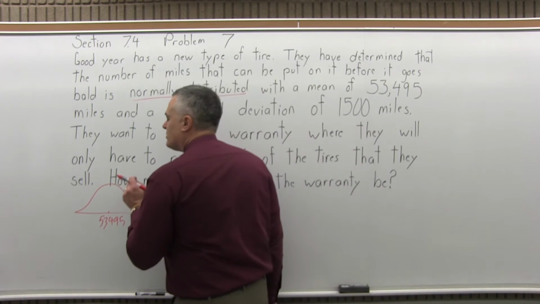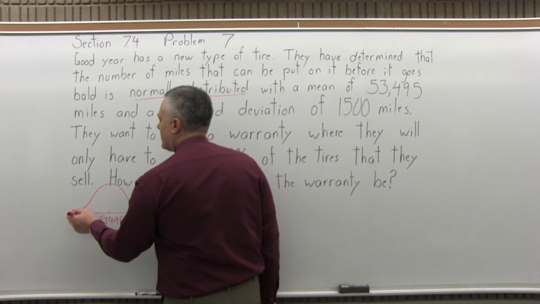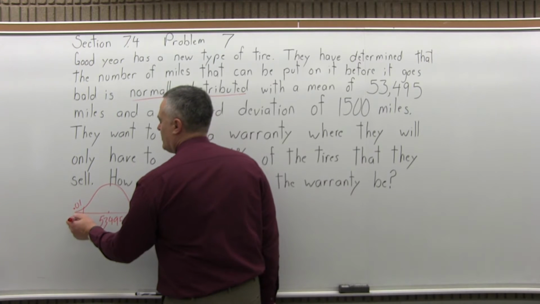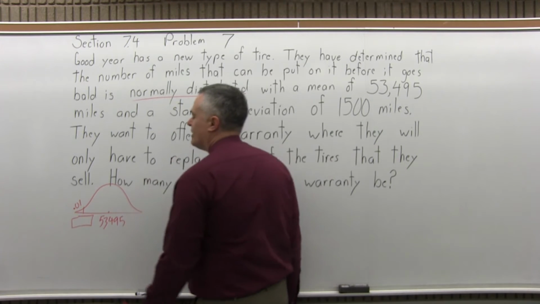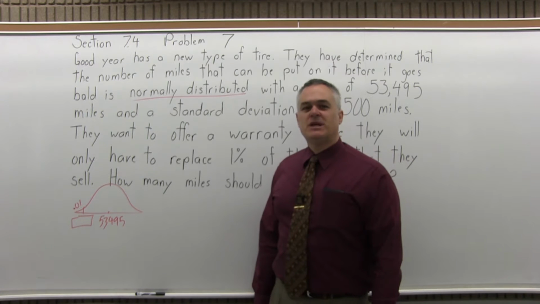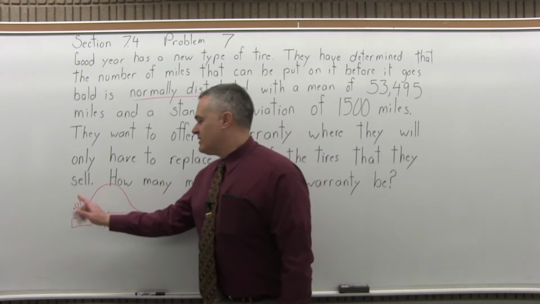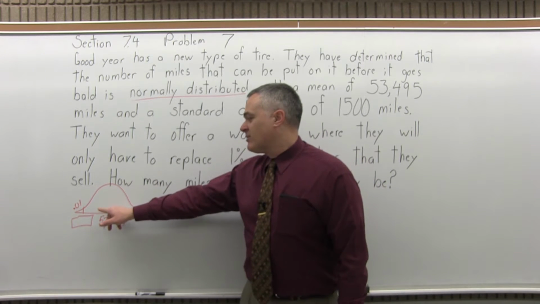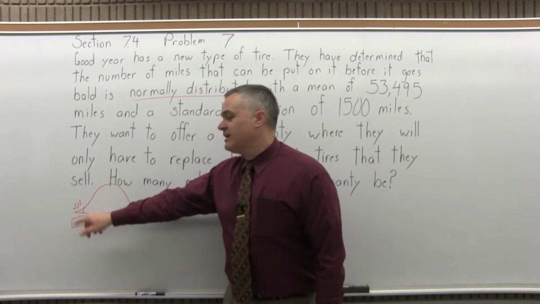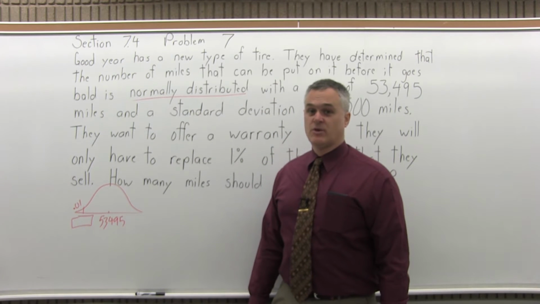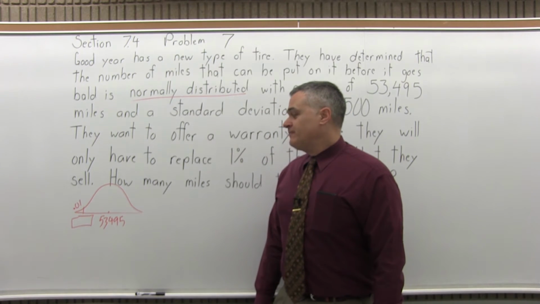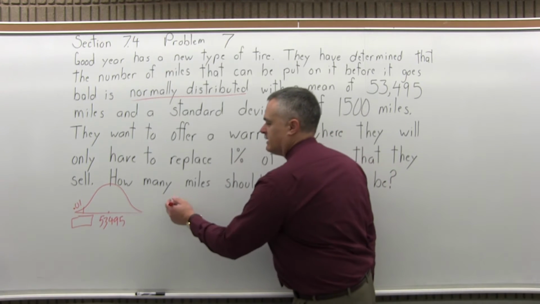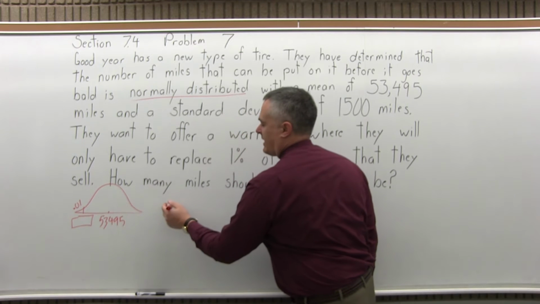So they only want to replace 1% of the tires. 1% as a decimal is 0.01. So we want to know what the number of miles would be at that point, so that the probability of having less than that number of miles on the tire before it goes bald is only 1%, or as a decimal 0.01. So I'm going to use the z-score formula to find the number that I want to find.